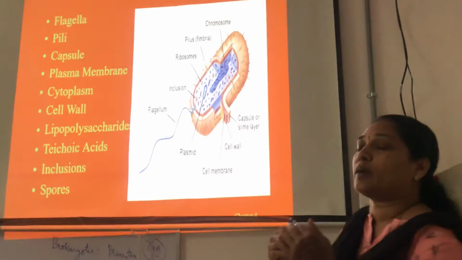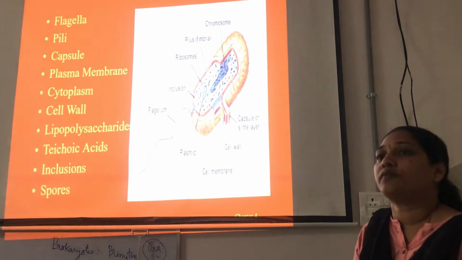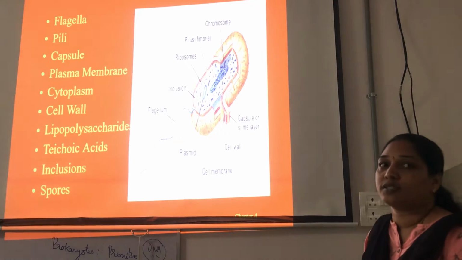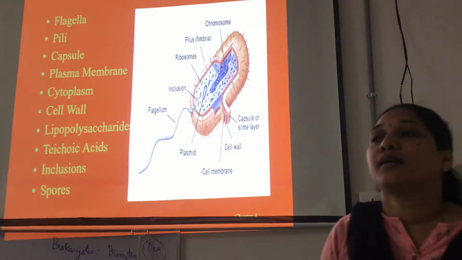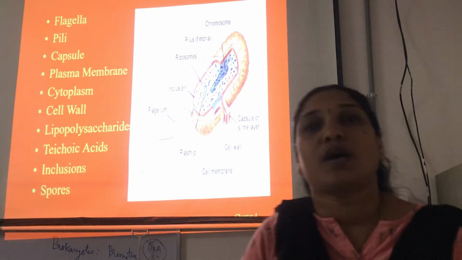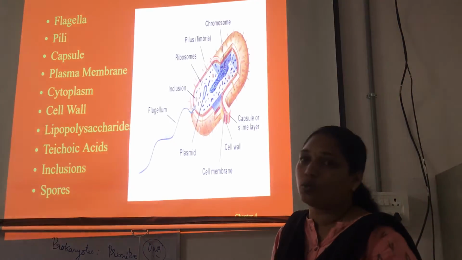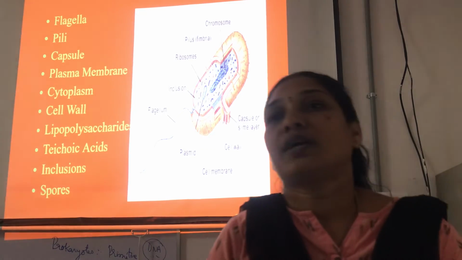Next to the capsule, you have the cell wall, right? The cell wall is generally made up of peptidoglycan layer. If you take the difference between an animal cell and a plant cell, it is the cell wall. In animal cells, you don't have any cell wall. In plants, you have a cell wall. The cell wall is made up of cellulose, right? And in fungi, the cell wall is made up of chitin.